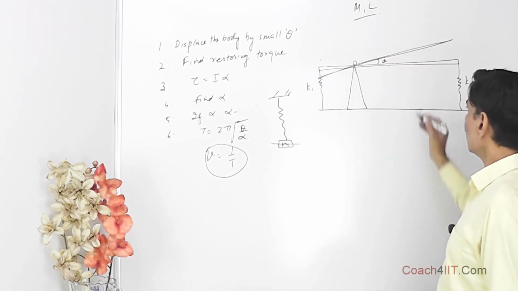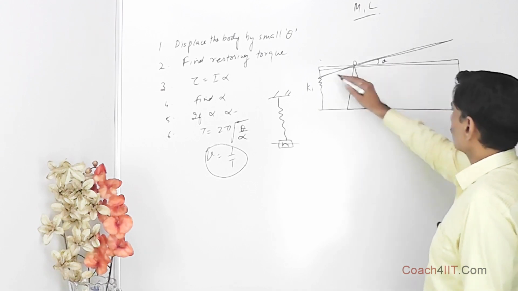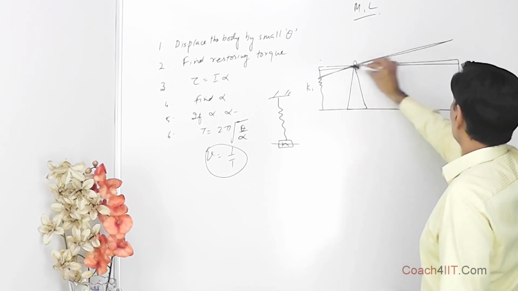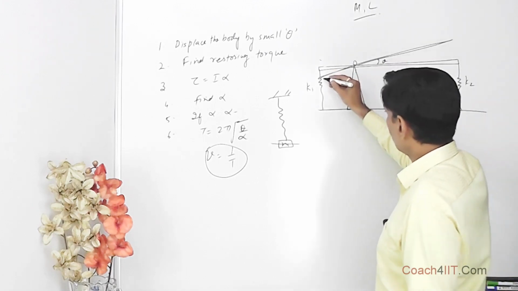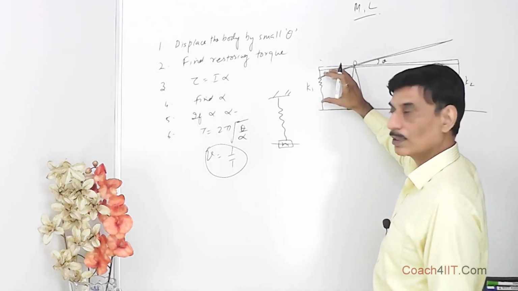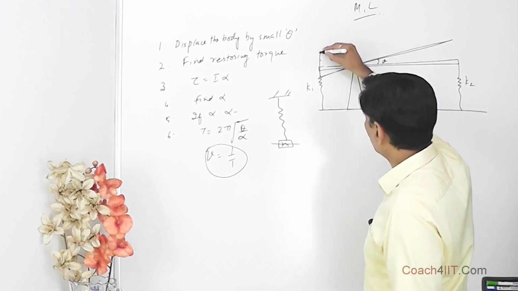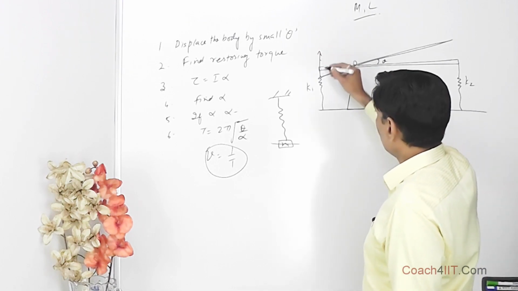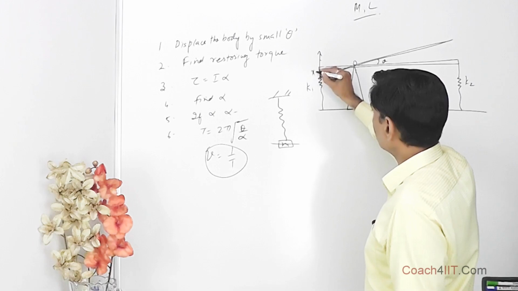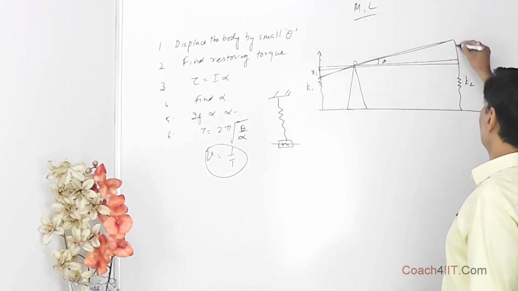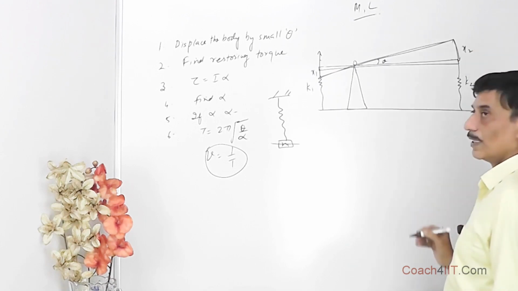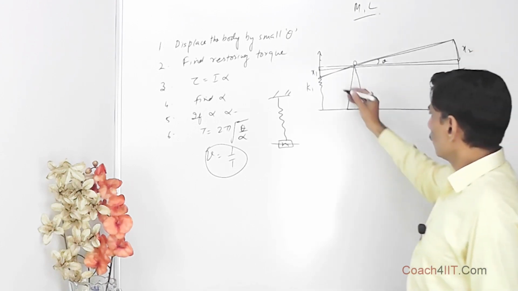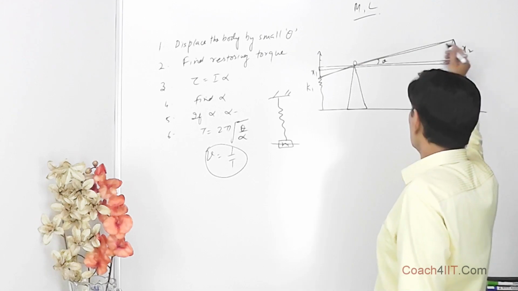Over here we have mg. This theta is very small, so this is almost like a horizontal rod only. So when this is displaced by theta, this spring will get compressed and will apply a force like this. Let's say the compression is x1, and over there the spring will get stretched, let's say by x2. So this is still almost equal to horizontal.